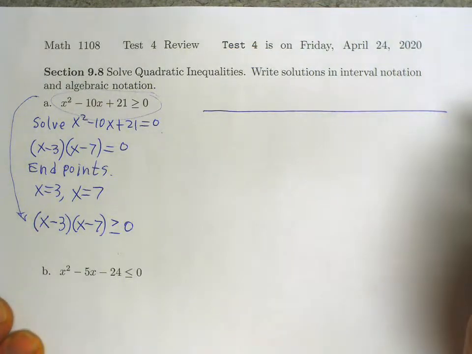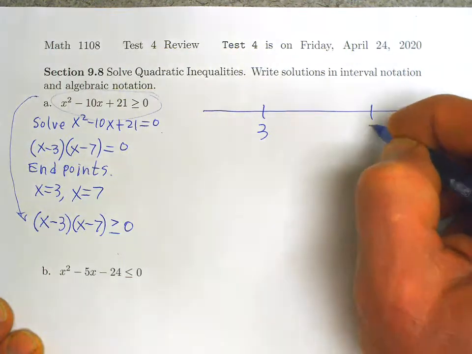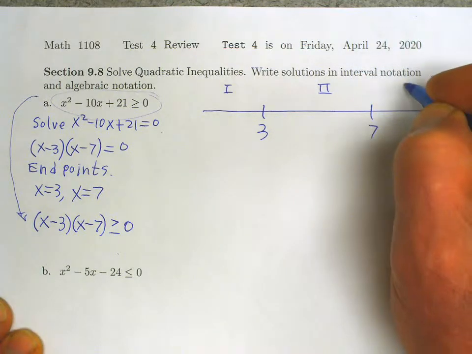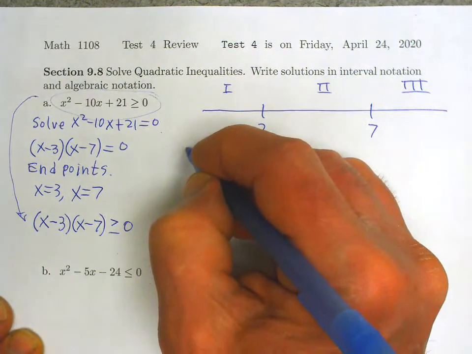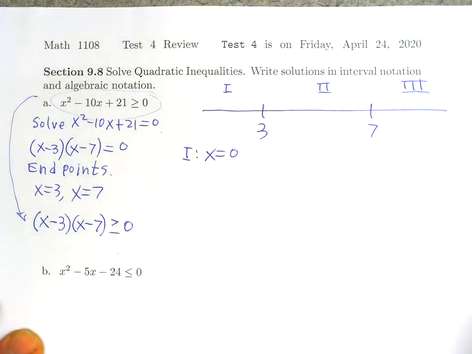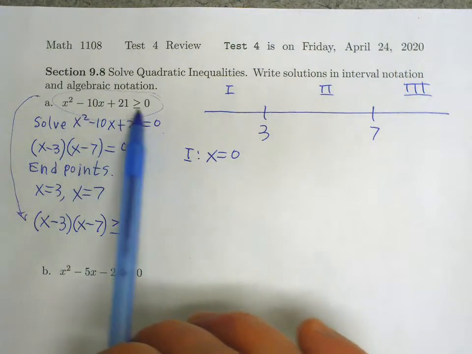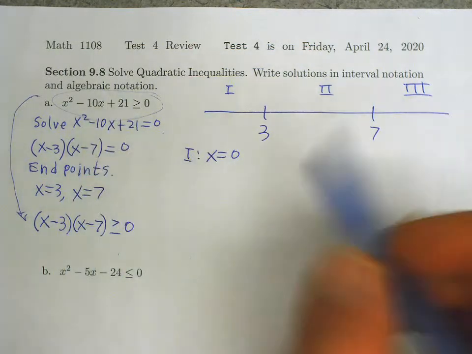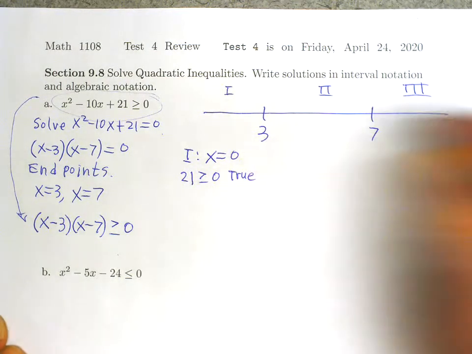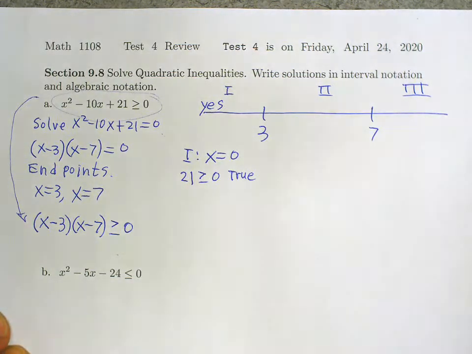Okay, but we might as well stop stalling and get to testing. So plot the points 3 and 7. Those numbers divide the number line into 3 separate intervals. In the interval on the left, we can pick any number less than 3. So let's pick 0. When x is 0, in the original inequality, replace every x with 0, we get 21 greater than or equal to 0, and that's true. So yes, all of the numbers from negative infinity to 3 are solutions.